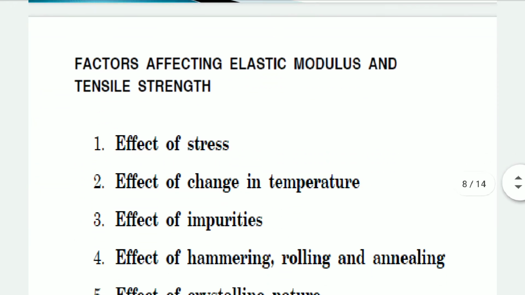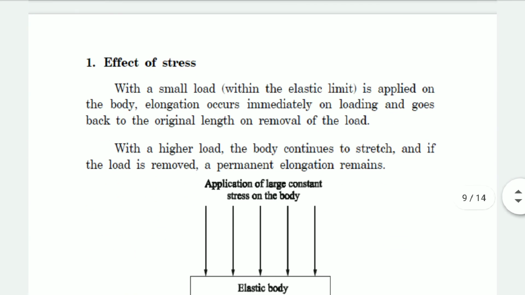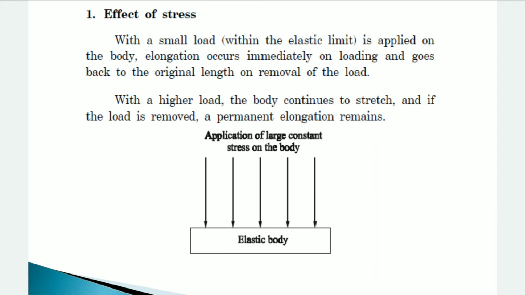Next, let us see about the factors affecting elastic modulus and tensile strength. There are 5 factors affecting the elastic modulus. First one is stress, second one is change in temperature, third one is impurity, fourth one is hammering, rolling and annealing, fifth one is crystalline nature. First, let us see about the effect of stress. When a small load is applied, the material tends to regain its original shape. At the same time, when a large load is applied, the body cannot come to its original state because of the decrease in elastic property.